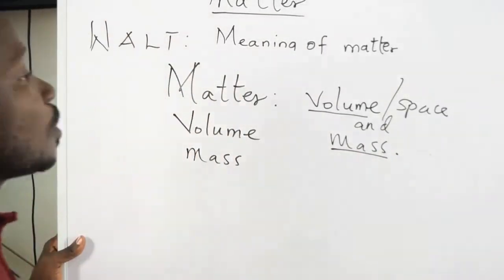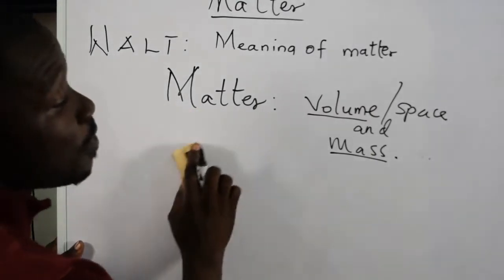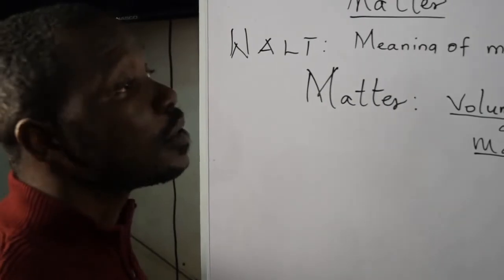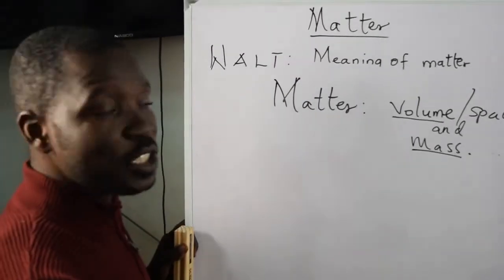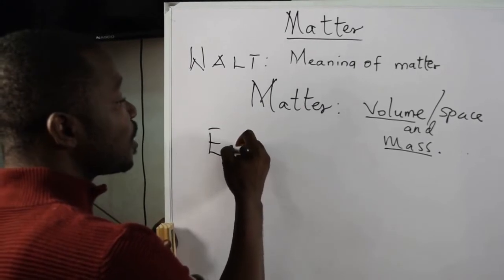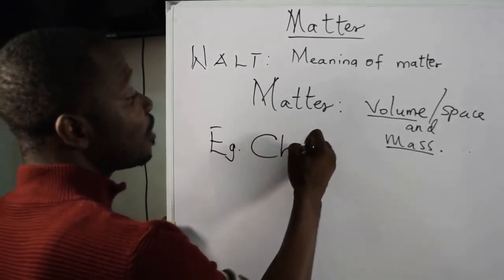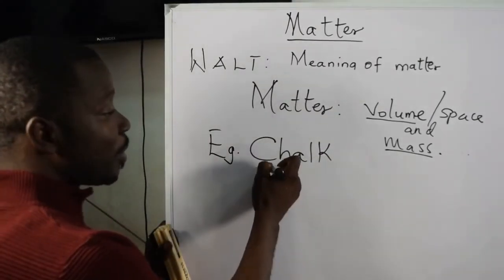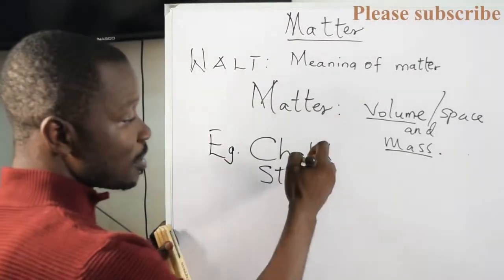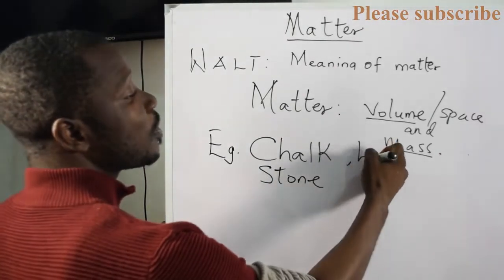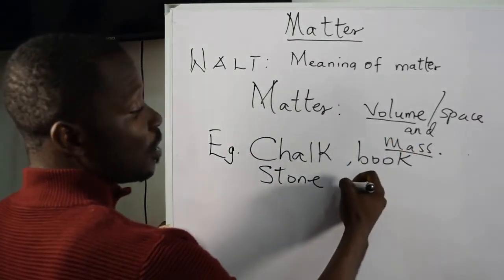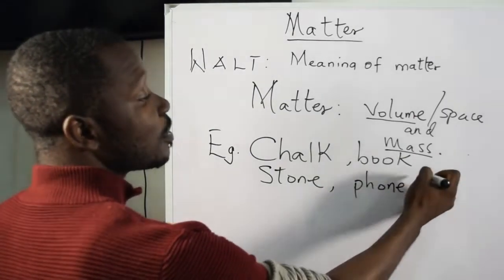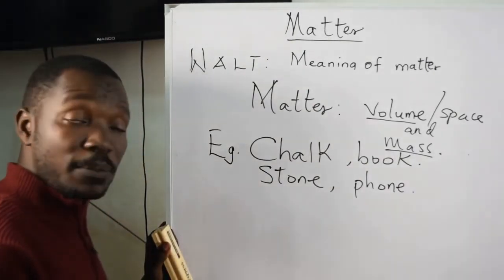Now, one thing that we need to look at is what are some of the examples of matter? You can look around, and because I'm a teacher, the first example that I'm going to give is chalk. I'm sure somebody has thought about stone. I'm sure somebody is also thinking about a book or a phone, an iPhone. Good. All these are examples of matter.